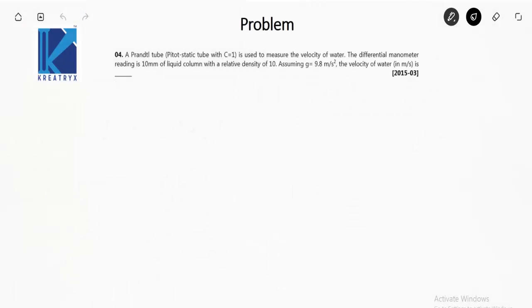A Prandtl tube, a pitot static tube with C equal to 1, is used to measure the velocity of water. The differential manometer reading is 10 mm of liquid column with a relative density of 10. Okay, note down this data. Assuming g is equal to 9.8 meter per second square, the velocity of water is, okay, let's construct a rough diagram first. It's very difficult to construct the diagram on this.